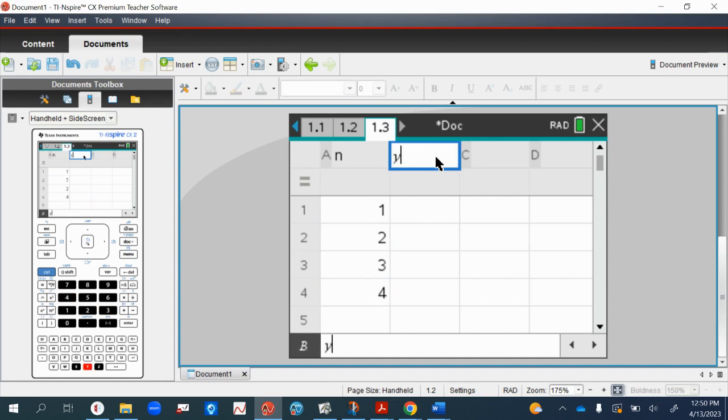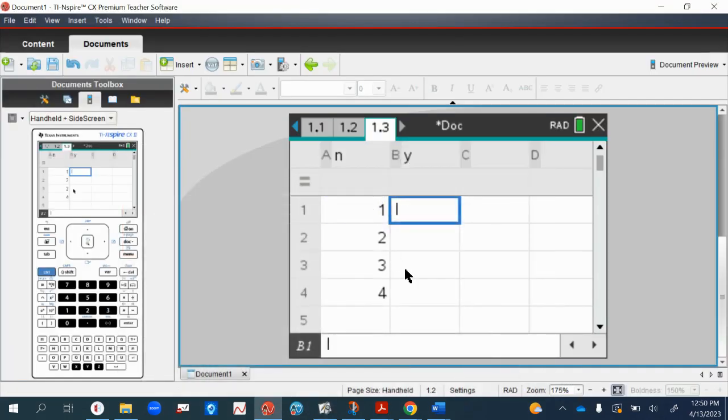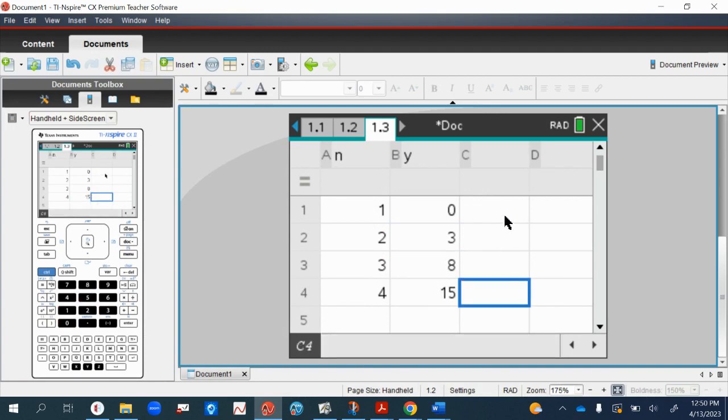And then just to match up with your GDC, the second column I'm labeling y, and then we put in the actual sequence. So it's 0, 3, 8, and 15. And then I'm just going to click on the blank cell there.